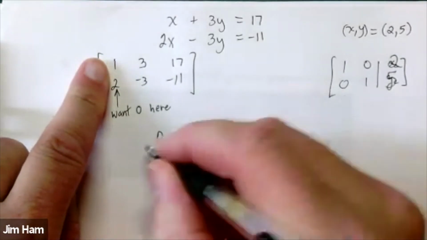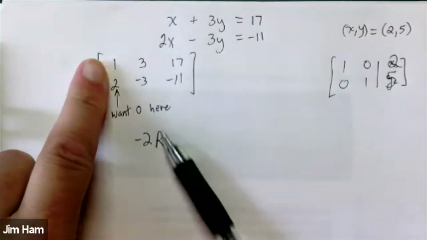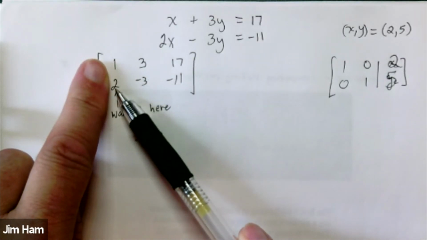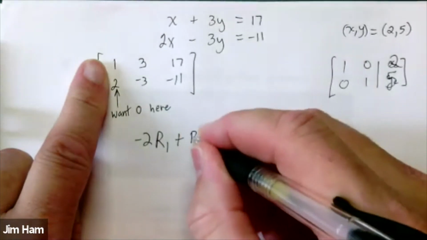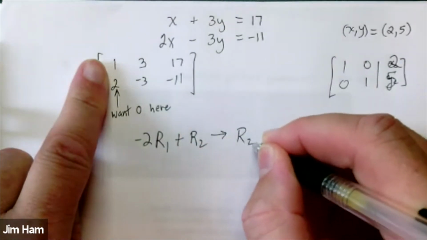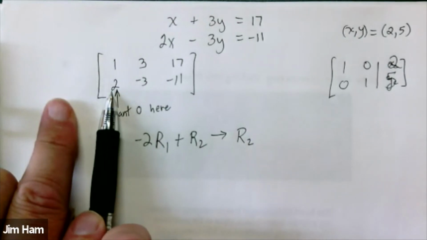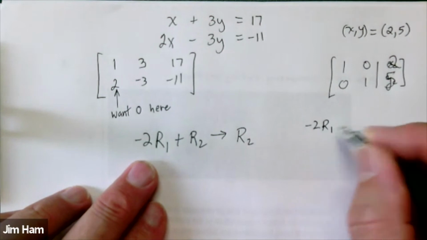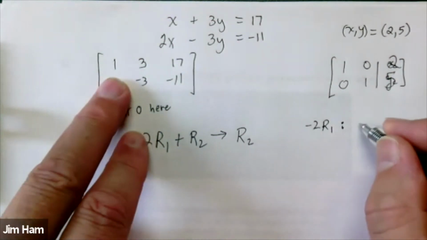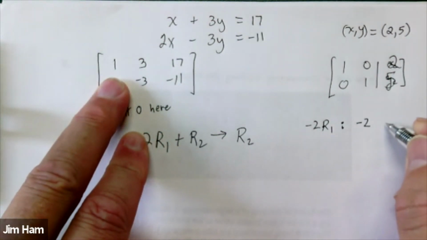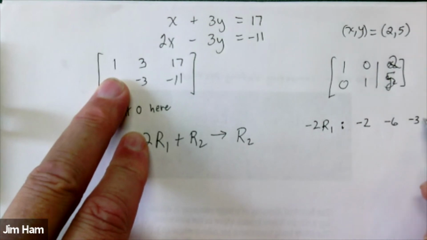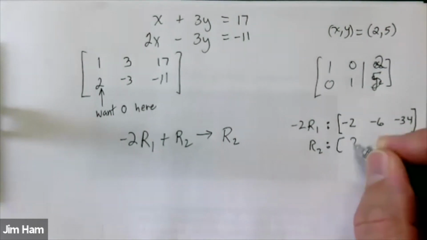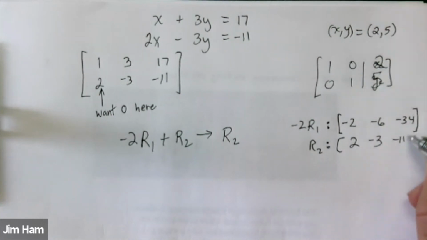I'm going to multiply row 1 by -2, because if I do that, I will have a -2 there. And then if I add it to row 2 and make that the new row 2, then a 0 will end up right there. All right, so -2 row 1 is -2, -6, -34, and row 2 is 2, -3, -11.